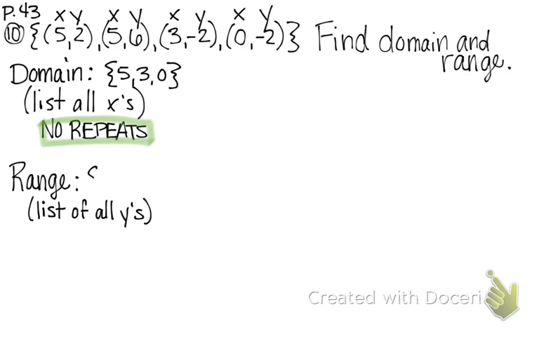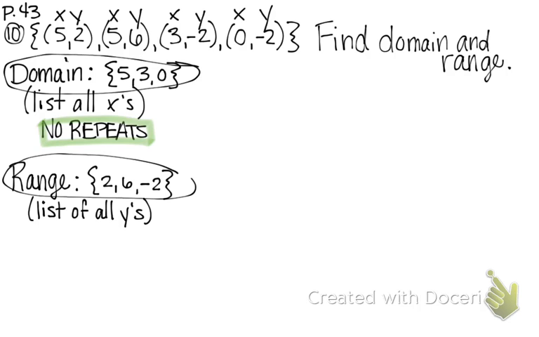Again, no repeats. So we have a 2, a 6, and a negative 2. Don't leave off the negative 2 just because there was a positive 2. Those are two different values, so you have to write both of them down. In your book, you're probably going to see them listed in order from lowest to highest. I'm not really concerned with that necessarily, just as long as the numbers you have match the numbers they have. I'm not picky about the order. So the answer there would be the list of the domain and the list of the range.